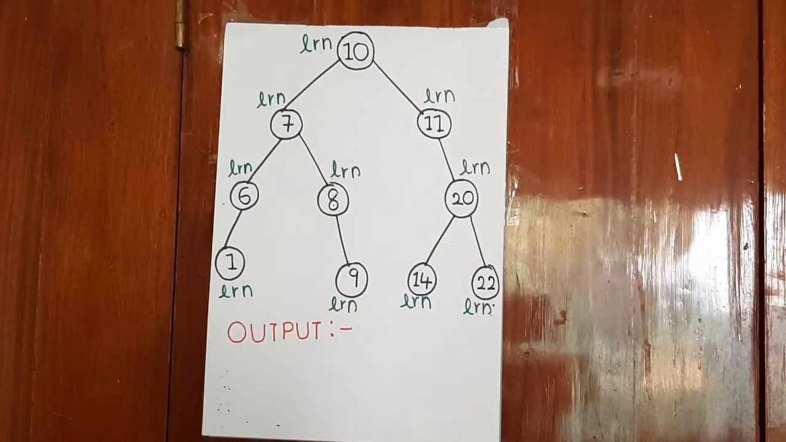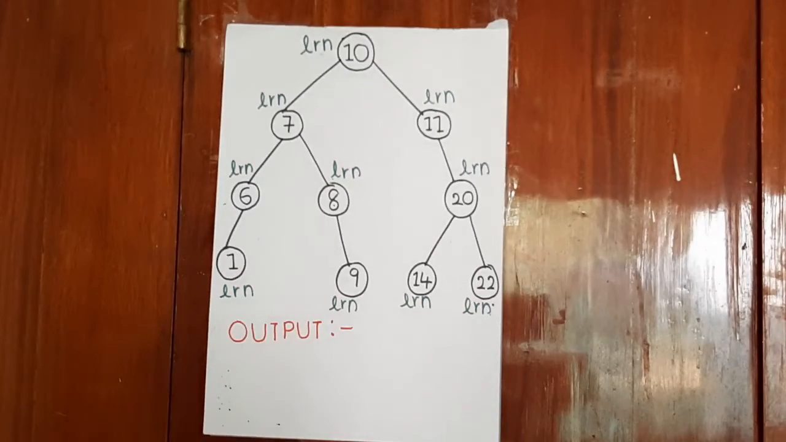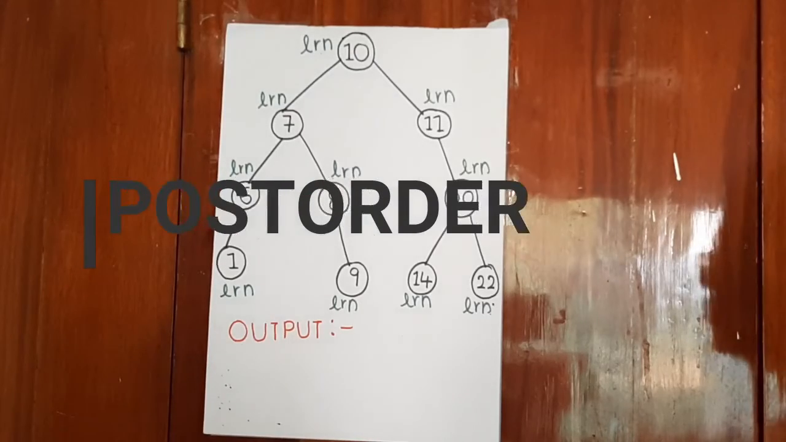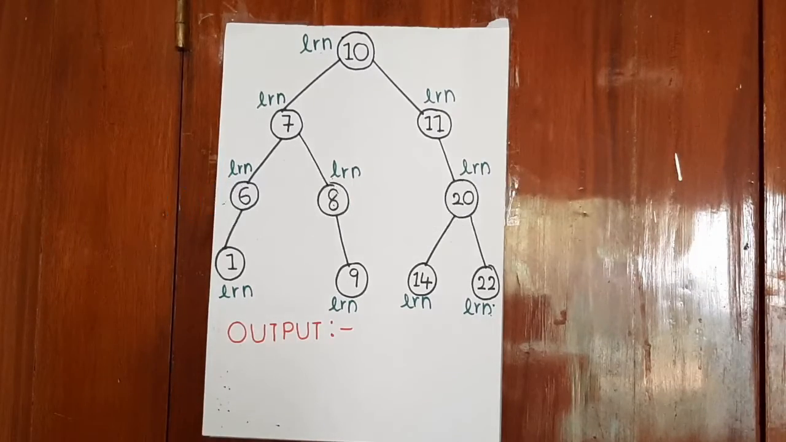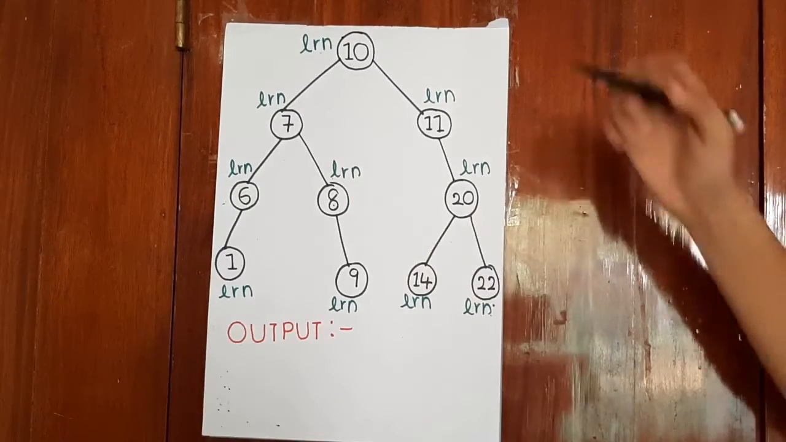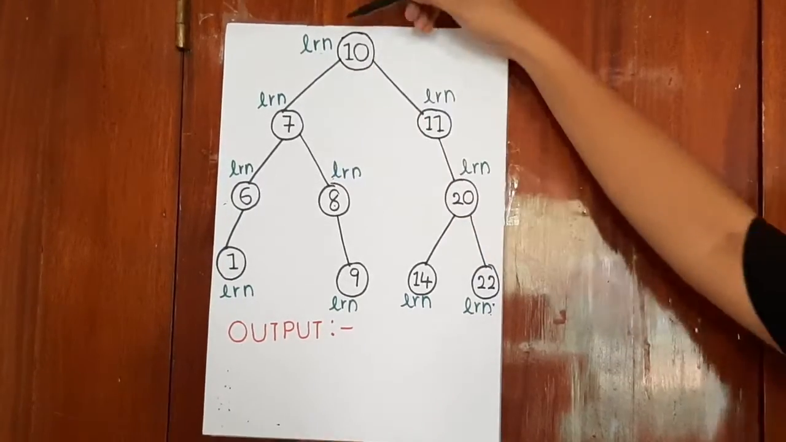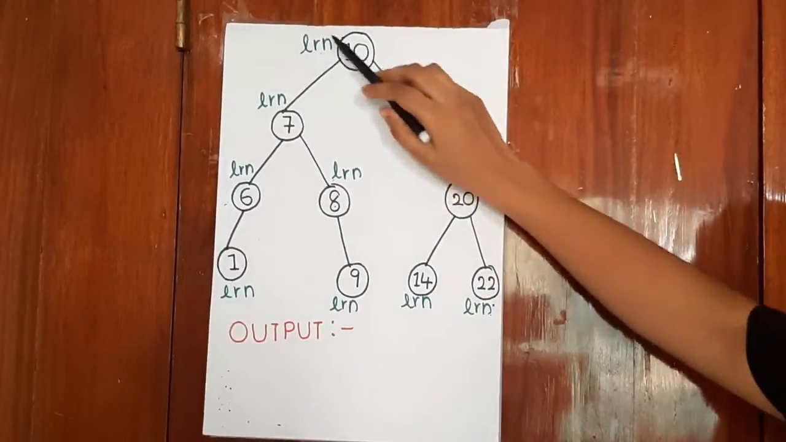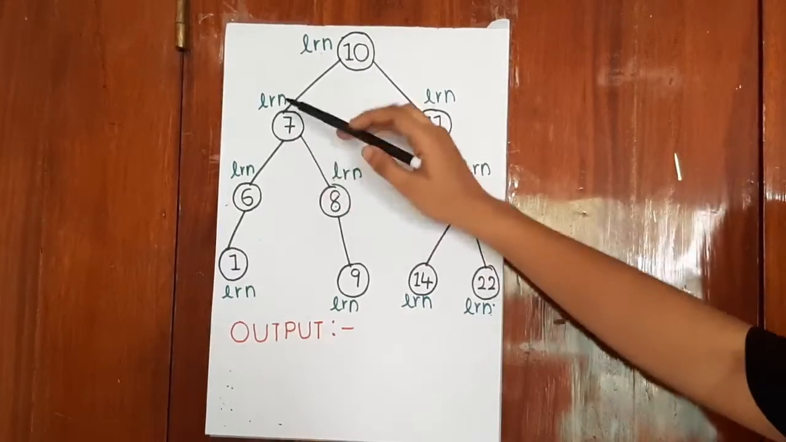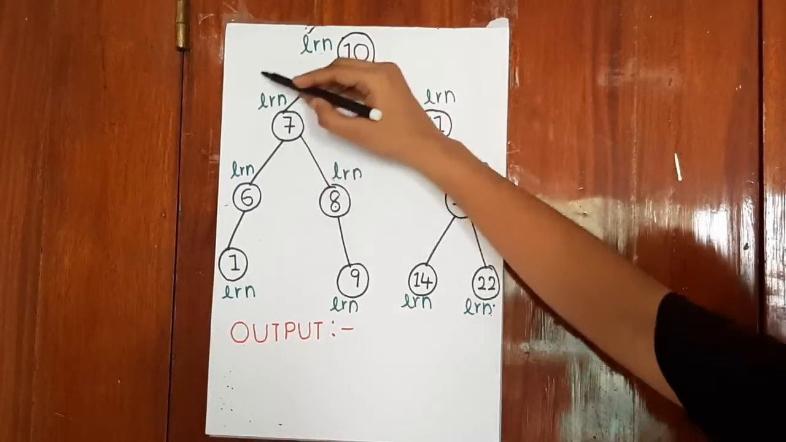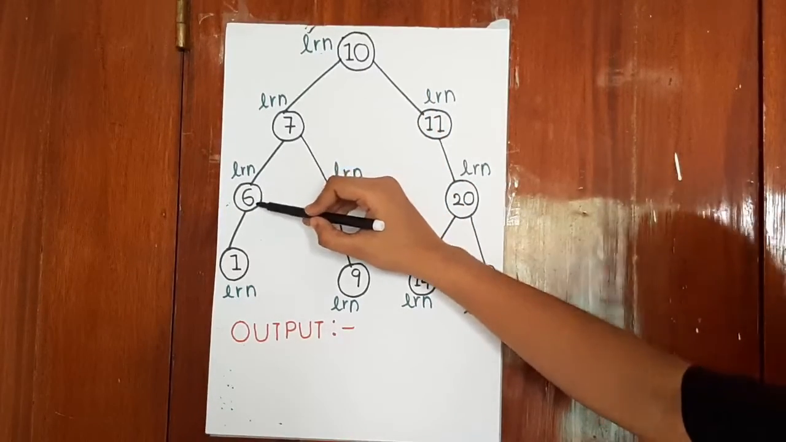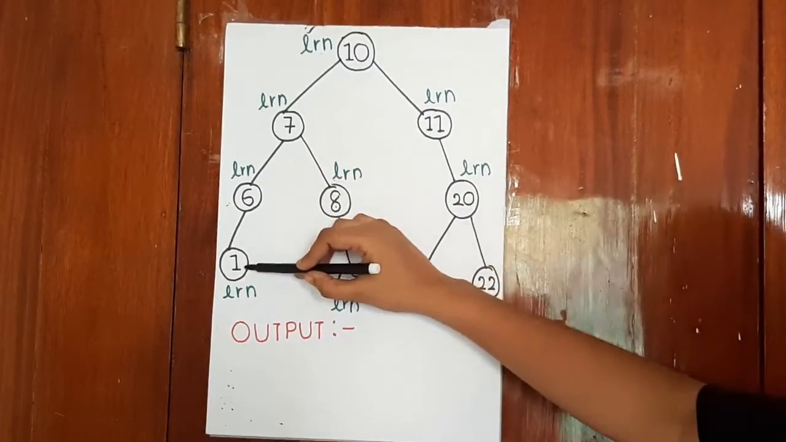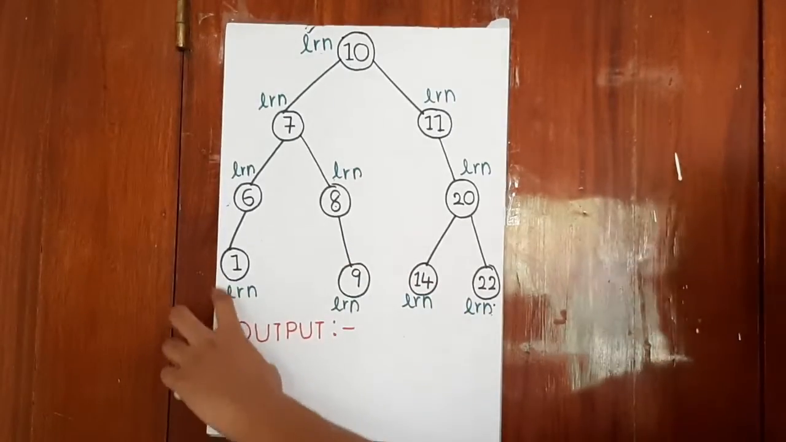Now I am discussing the last traversal method. It's known as post-order. In post-order, first I have to consider the left side, then the right side, after that the node. So let's begin from here. It's the root node, and the left side of the root node is this, so I have to look for the left child. The left child is this, and the left side of this one is this, but this one doesn't have children.